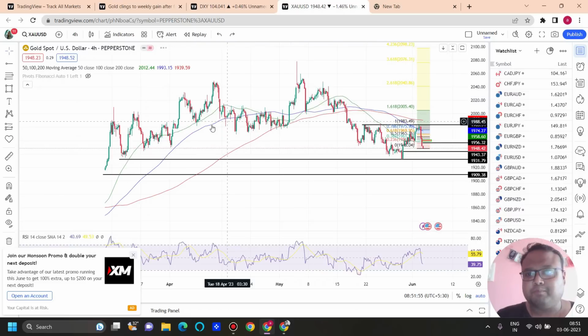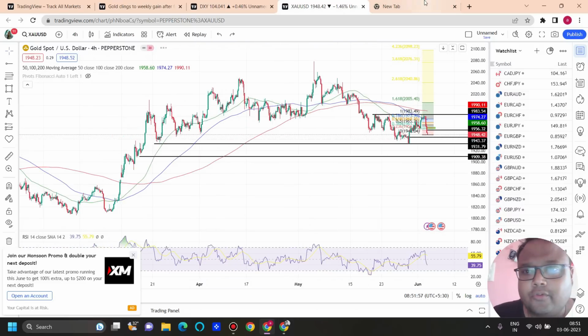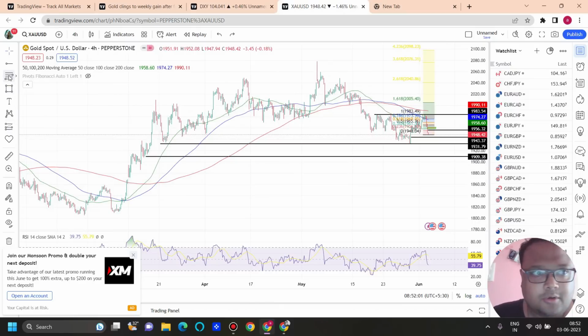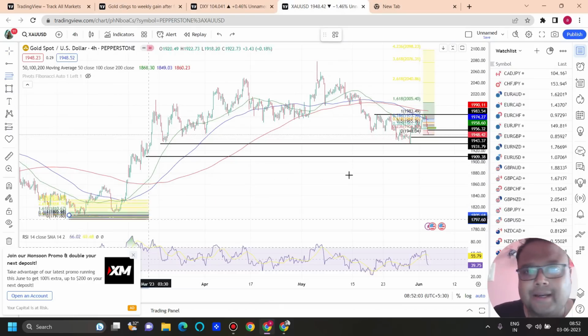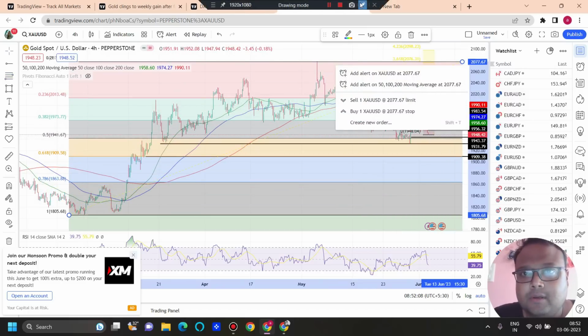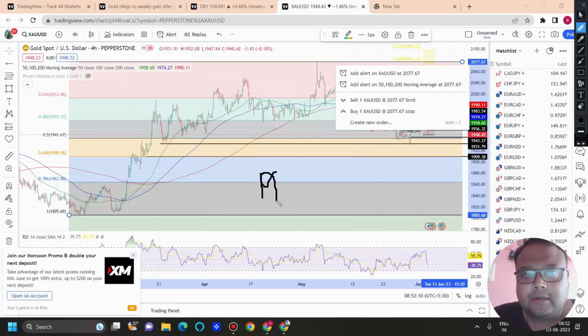So on the chart of gold right now, the strongest support, the best buyers are around the 1909 to 1910 level.